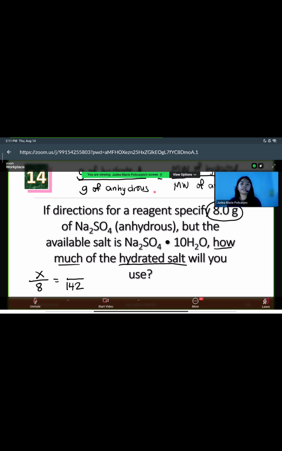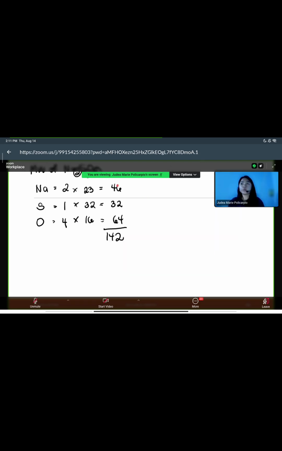Okay, next natin gagawin, after getting the molecular weight of anhydrous, we will now be computing for the molecular weight ng hydrated. So, try natin computein yung molecular weight ng hydrated na salt natin. Ano nga ulit yung hydrated natin? Sodium sulfate, Na2SO4, decahydrate, meaning may 10 pirasong tubig, 10 water molecules. However, nakuha na natin si sodium sulfate, we already got the molecular weight of sodium sulfate that was equivalent to 142.